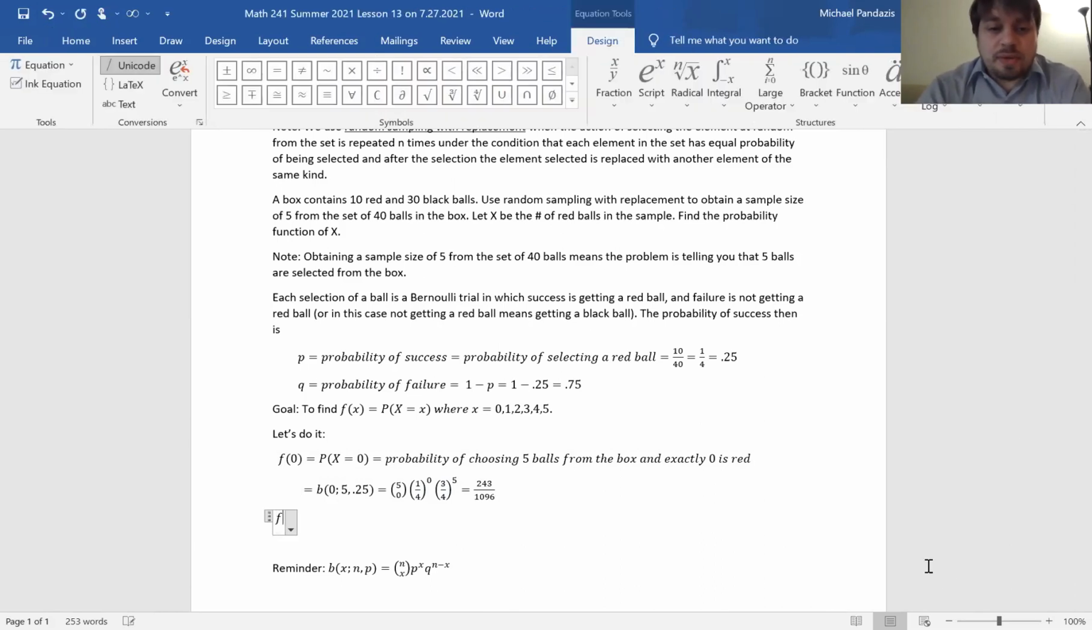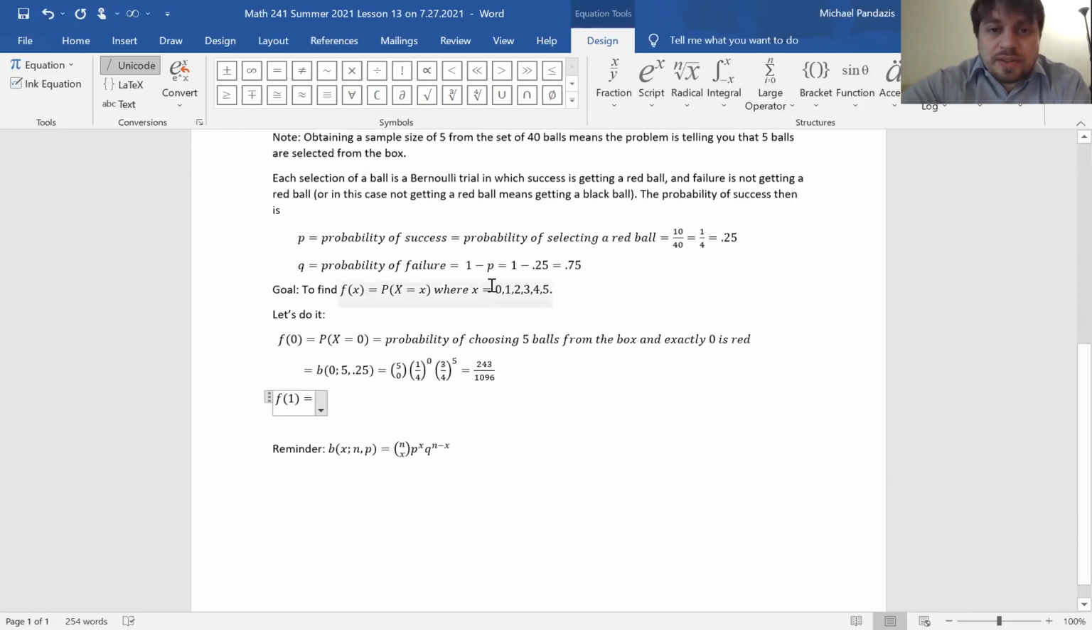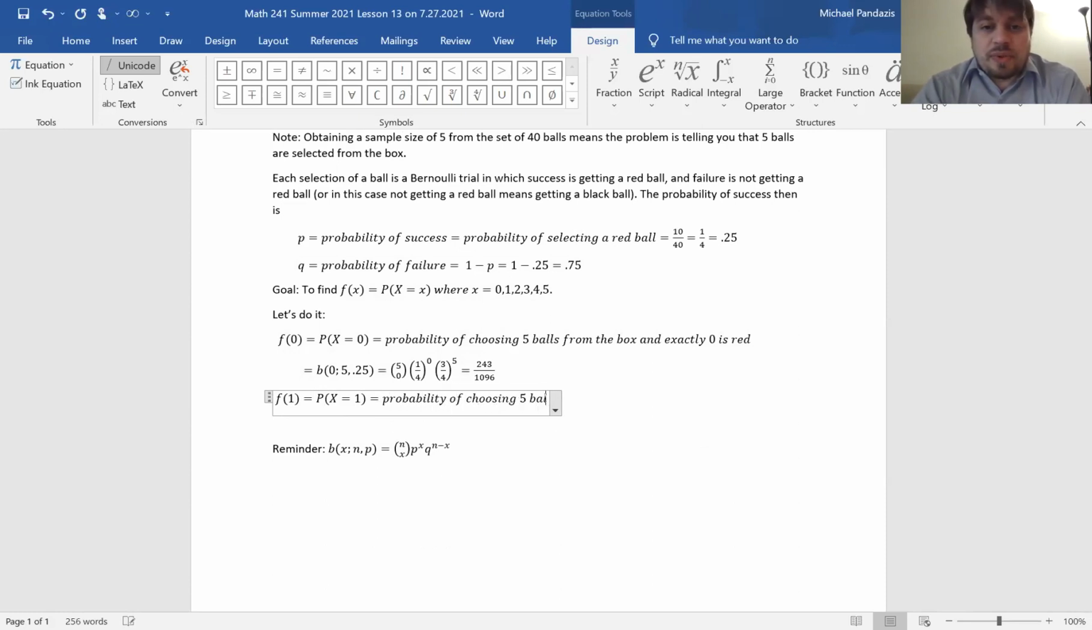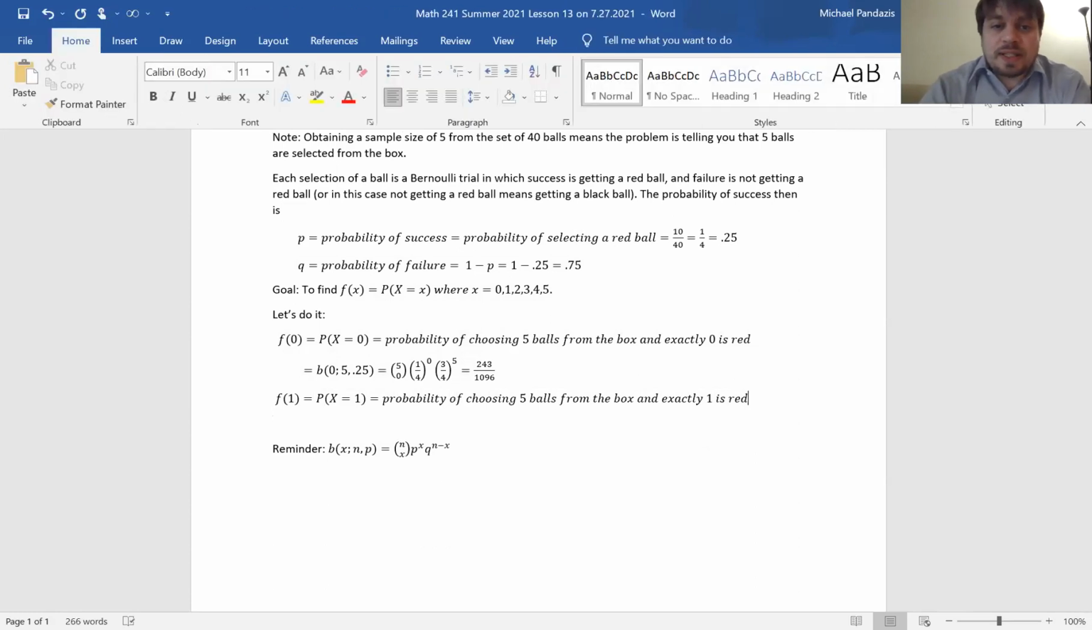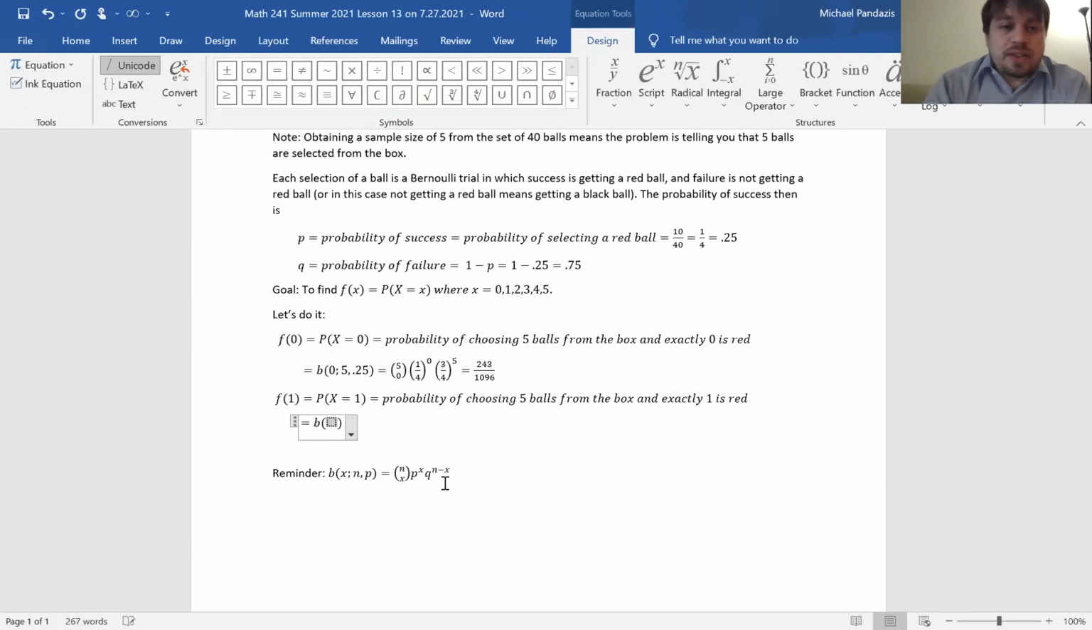Okay, so now next we want to find f of 1, right? We know all the possible values of x. I wrote it here. So we start with 0, next is 1. We're going to do 2, 3, 4, and 5 after this one. This is the probability that x is equal to 1. And this is equal to the probability of choosing 5 balls from the box and exactly 1 is red. And that's equal to B of, and it's almost the same, except now it's 1 success in 5 Bernoulli trials with a probability of success of 0.25.